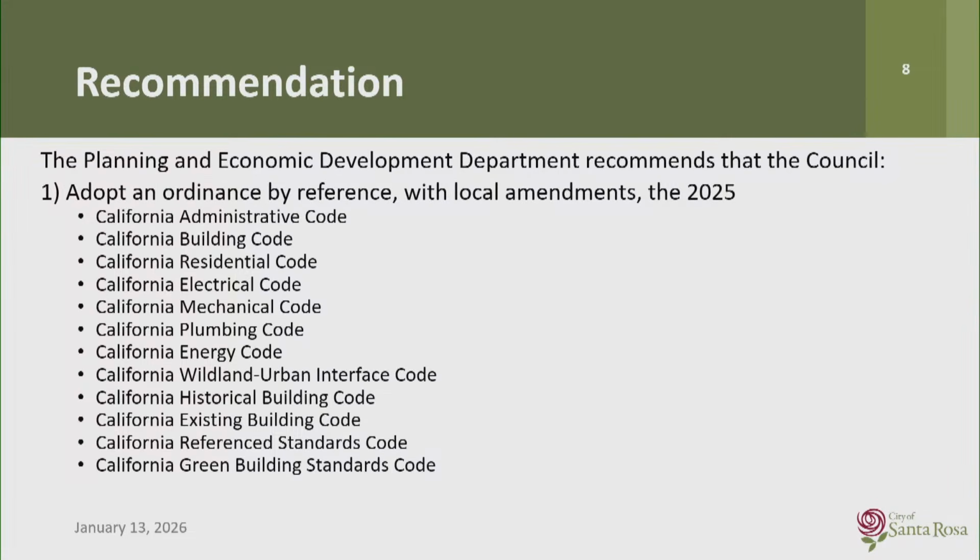So with that, we'd like to recommend from the Planning and Economic Development Department that the council adopt an ordinance by reference with local amendments, the 2025 California Administrative Code, California Building Code, California Residential Code, California Electrical Code, California Mechanical Code, California Plumbing Code, California Energy Code, California Wildland Urban Interface Code, California Historic Building Code, California Existing Building Code, California Referenced Standards Code, and the California Green Building Standards Code. And we are here if you would like to have any questions.